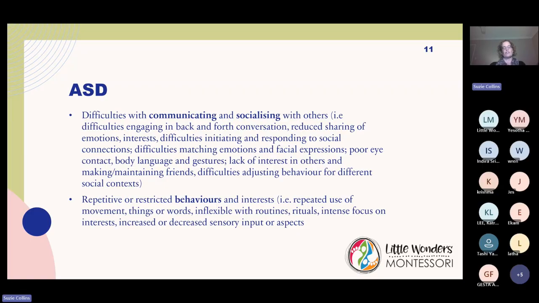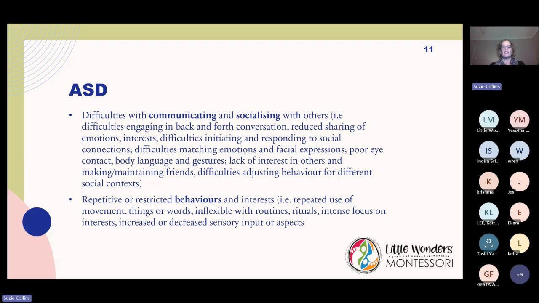They might find it difficult to go over and engage with their peers in the playground. Or if someone is talking to them and trying to engage them in play, they might not necessarily have the skills to respond to that and again have that back and forth or reciprocal interaction. They might have difficulties matching their emotions with their facial expressions. Perhaps there's some poor eye contact, or their body language doesn't match, or they're having some difficulties with body language and gestures and understanding what that is in other people as well.